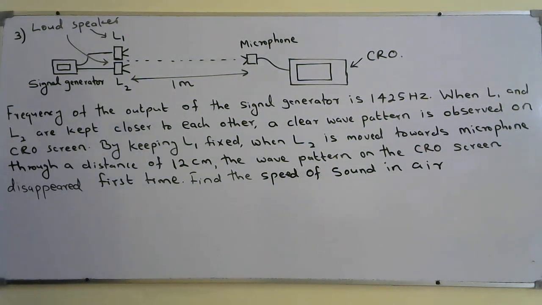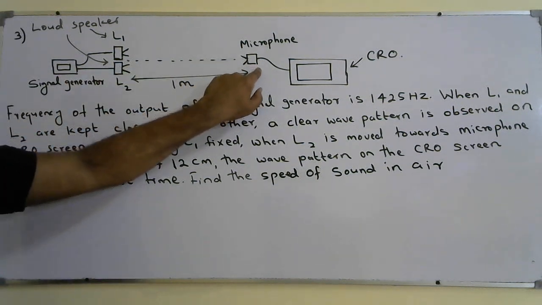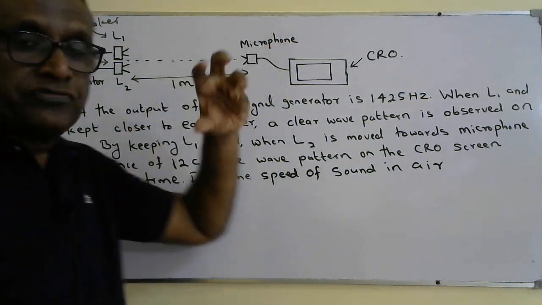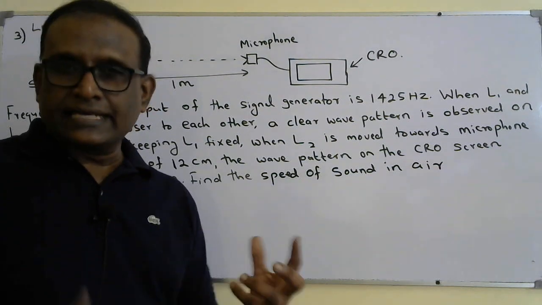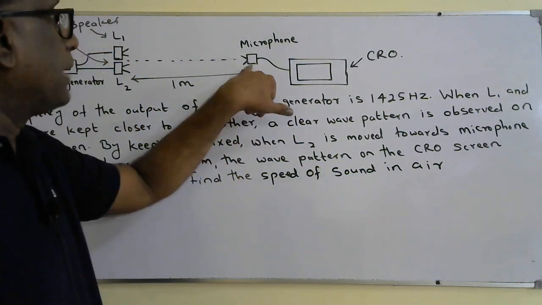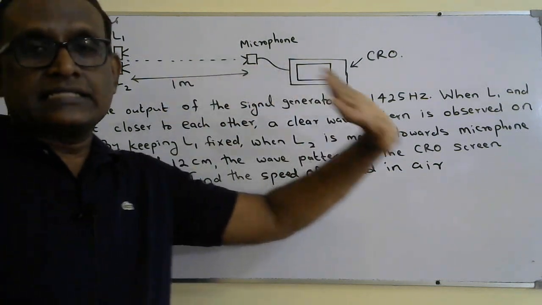Okay, so this question reads: these are two loudspeakers, L1 and L2. They are connected to a signal generator. At 1 meter distance, there is a microphone. The laboratory microphone and the loudspeaker appear the same shape. So this is the microphone. It's connected to the CRO screen, so on the screen, you can see the wave pattern.